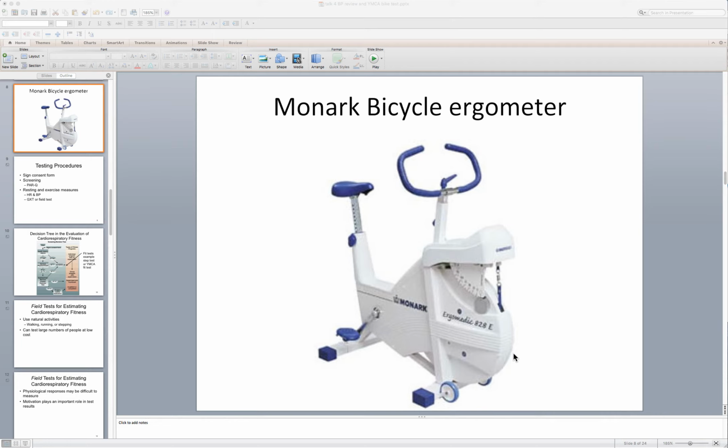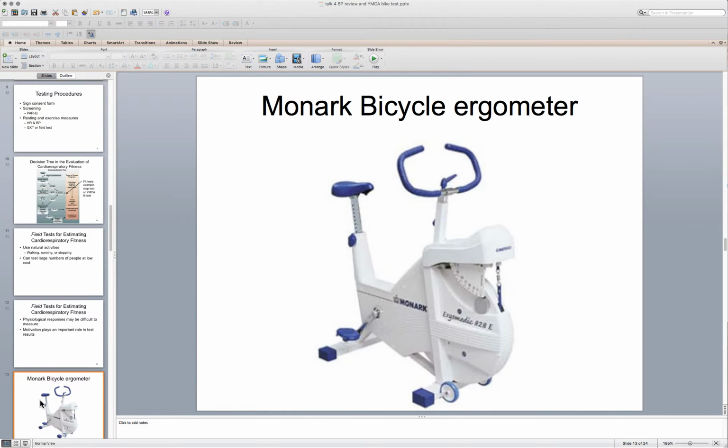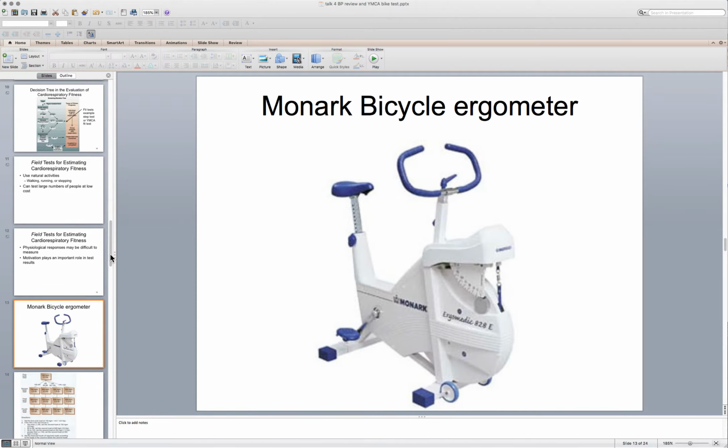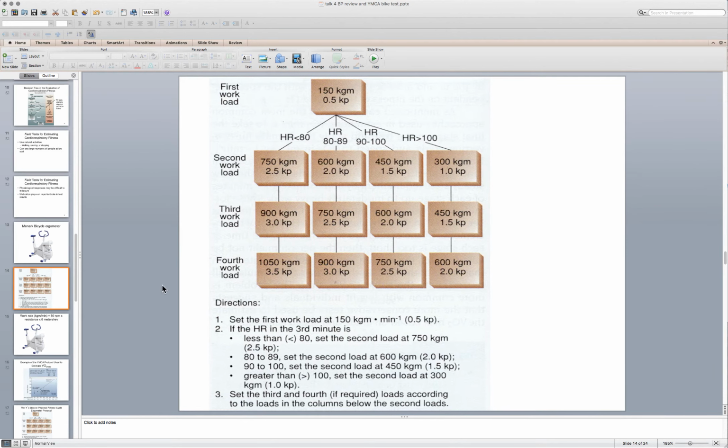This short video will describe the protocol for the YMCA bike test. The YMCA bike test is a graded exercise test, meaning that it starts easy and every 3 or 4 minutes will get more difficult and get harder. This next picture shows the different stages for the YMCA bike test, and I'll try to explain these different stages.